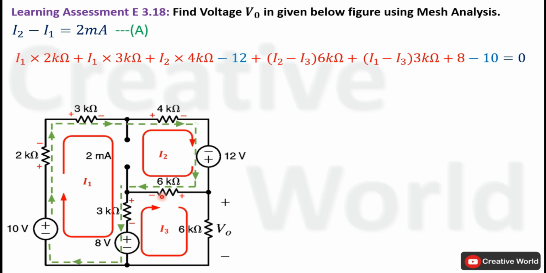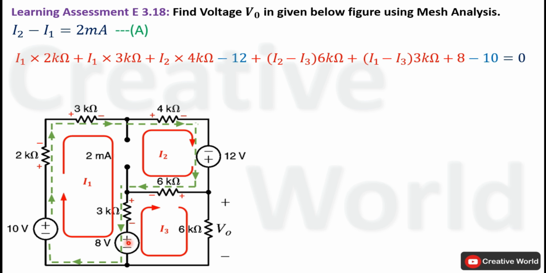Similarly, two currents are passing through this 3 kilo ohm resistance, I1 and I3, and both are opposite in direction to each other. So their difference will be equal to I1 minus I3. Here I1 is considered higher current than I3 because the voltage polarity across the 3 kilo ohm resistance is taken according to the direction of current I1. So the voltage across the 3 kilo ohm resistance will be equal to I1 minus I3 multiplied by 3 kilo ohm. And because current entering terminal is positive, that's why the voltage across this resistance is taken with positive sign.